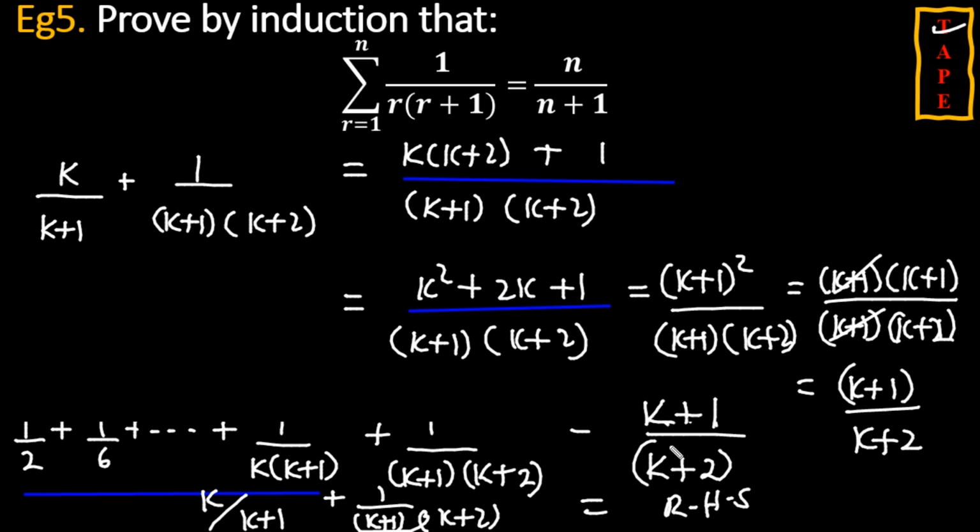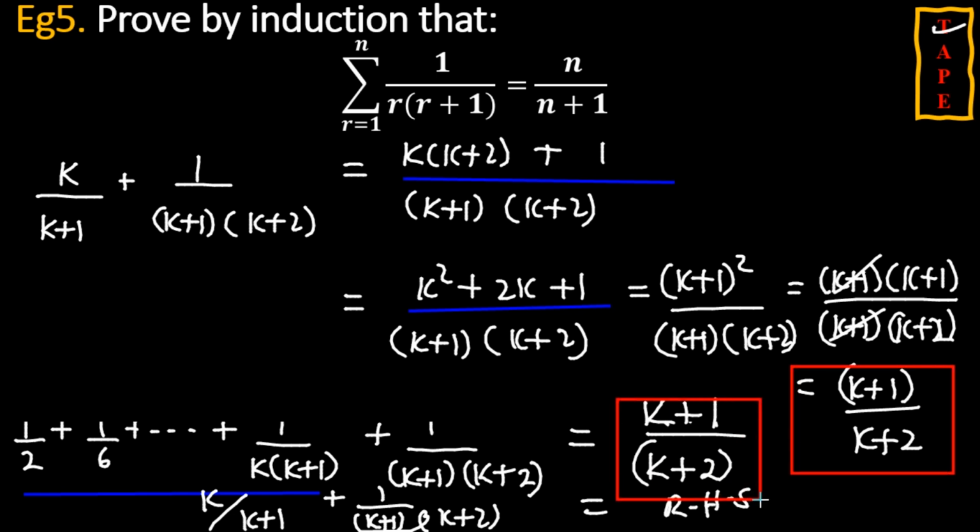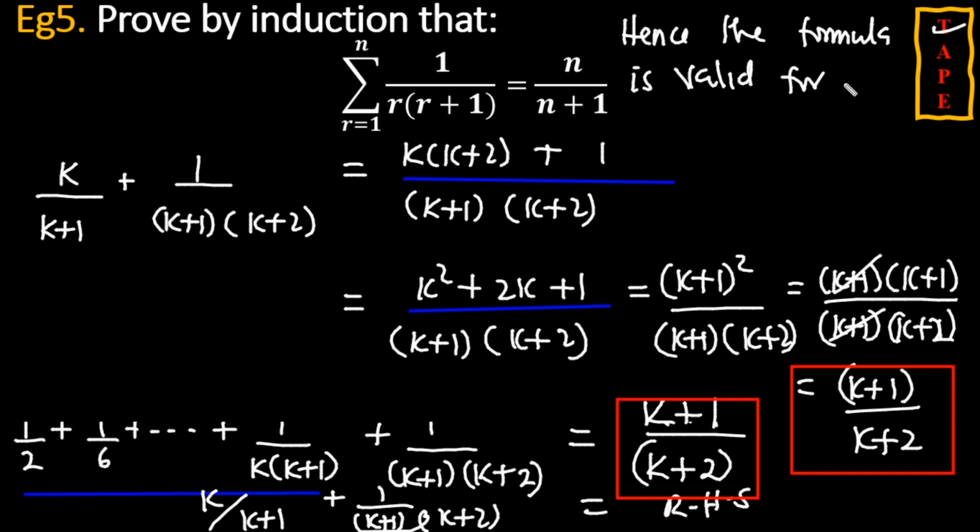Remember, our right hand side, we had k plus 1 divided by k plus 2. And when we compare this left hand side to the right hand side, it is clear that they are equal. And if I see that this one is happening, then we are going to say, hence, the formula is valid for all integral values of n. Now, these 4 steps are relevant when you are writing your test item.